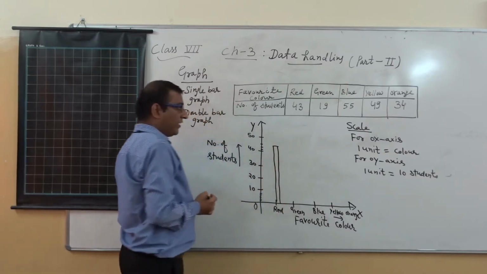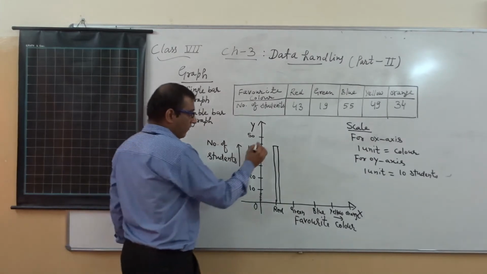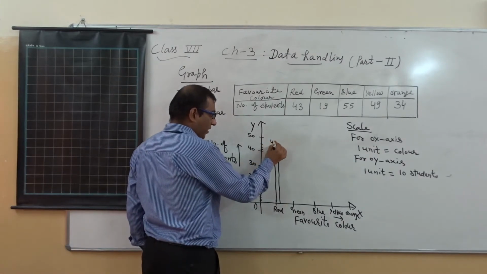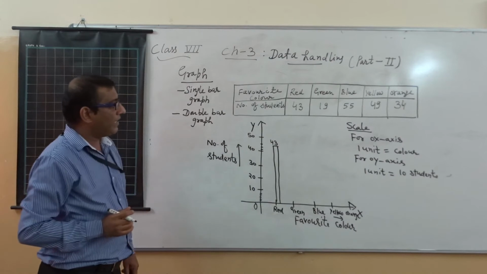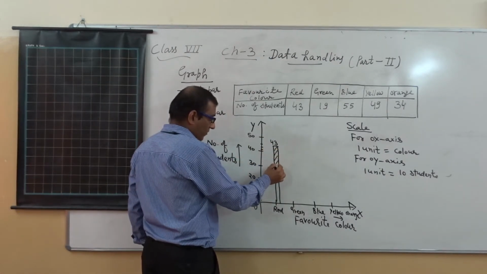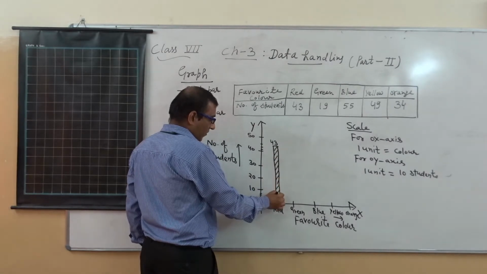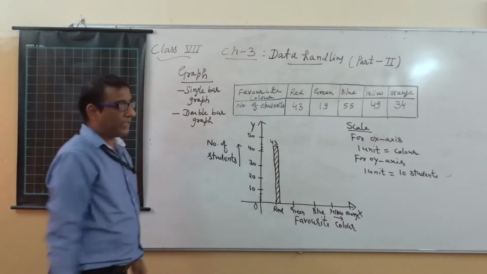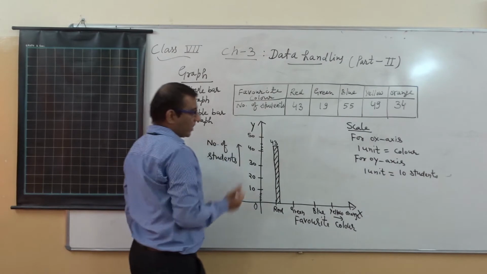So this is the building related with red color and we will write here 43. It means 43 students like the red color. And if you want to shade it, no problem. So this is the first building related with red color. Same procedure for the next one.